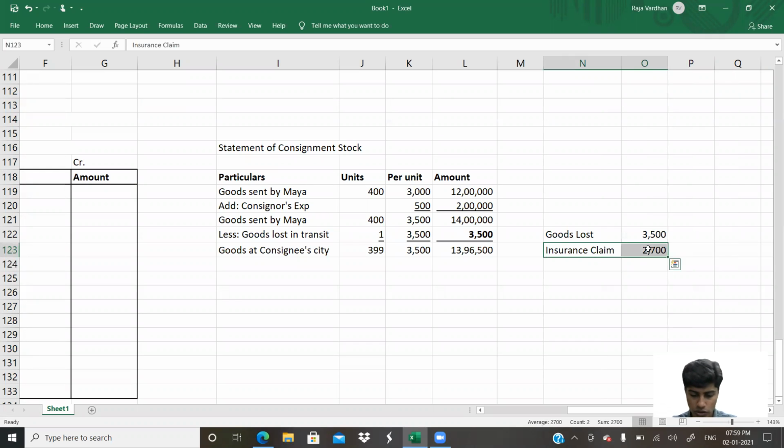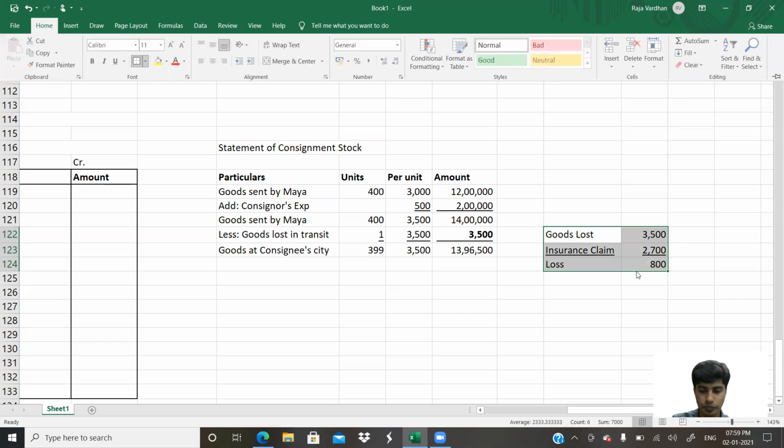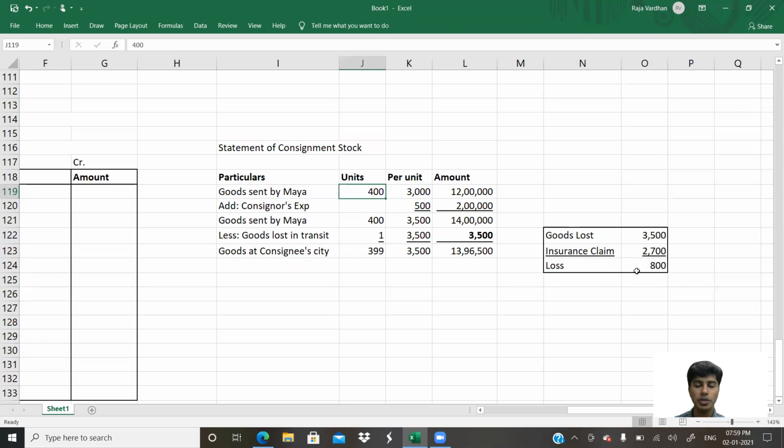So if those goods were not damaged, you could have claimed the value of 3,500. But because it is damaged, you could only realize 2,700. So there is loss. How much is the loss? 800. How do I get it? 3,500 minus 2,700. I hope this made sense to you people. Have a look. 400 units or 400 boxes. Per box it is 3,000, and per box they further incurred 500 rupees transportation expense. So each box is of a value 3,500.